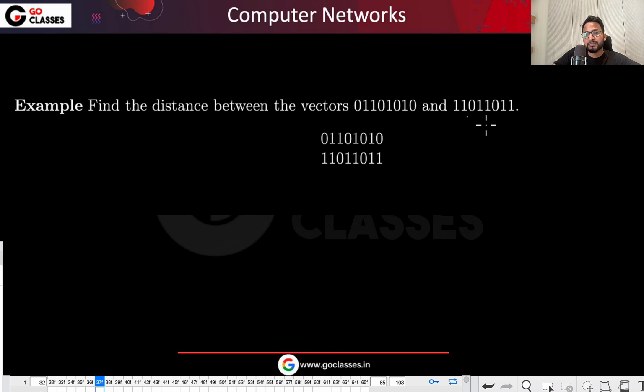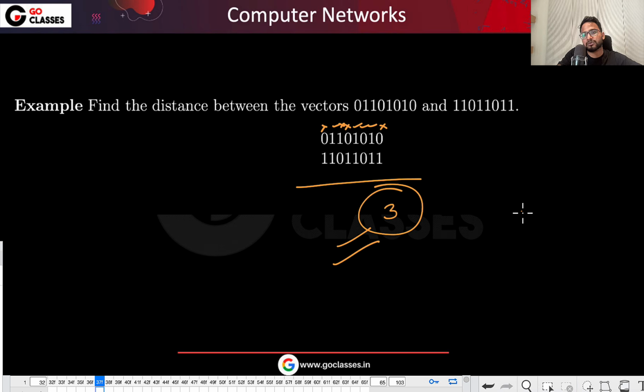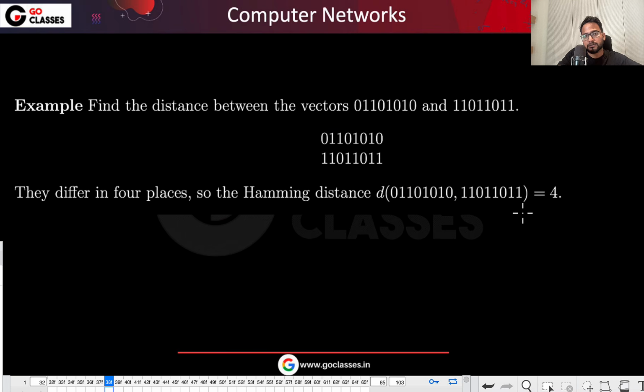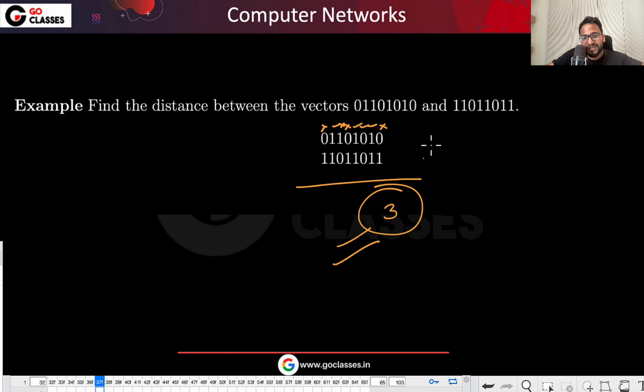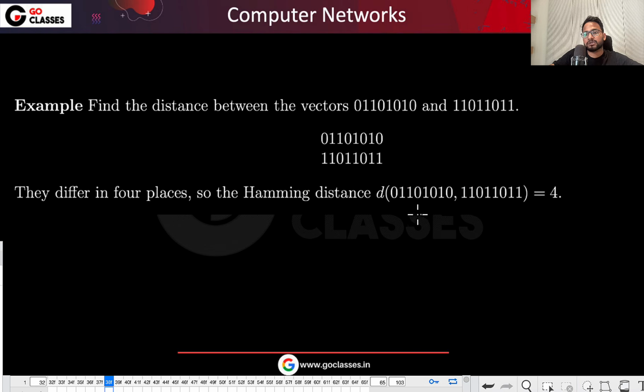So find the distance between these two vectors. You can say this is not matching, this is matching, this is matching, this is matching, this is not matching, this is not matching, this is matching, this is not matching. I think 3, right? So 3 is the answer. That's very easy. Sorry, 4. I think I missed something. This is not matching, this is also not matching, this is also not matching. So that's why 4 is the answer. So the distance is 4.